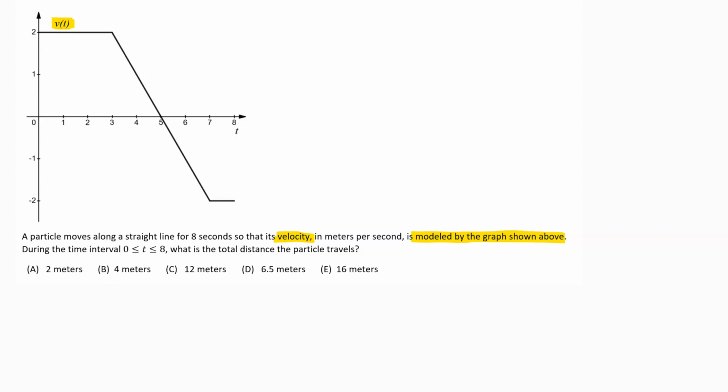And then what they want us to do on this is determine during the time interval 0 to 8, what is the total distance the particle moves. So the key on this is this one word here, total distance. These problems will break down by just one word. You've got two options when you do this type of problem. One is total displacement, which is asking you how far from your starting location did you end up. The second thing that you will see them ask you is for total distance.